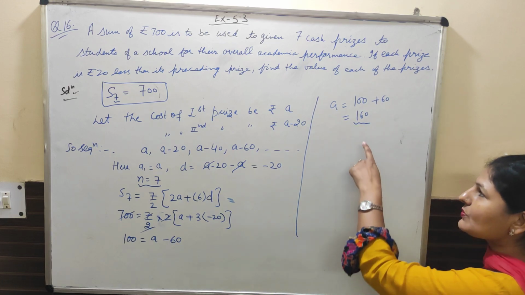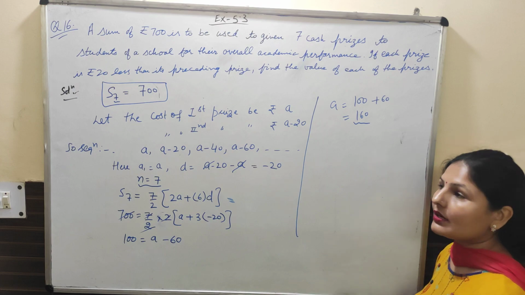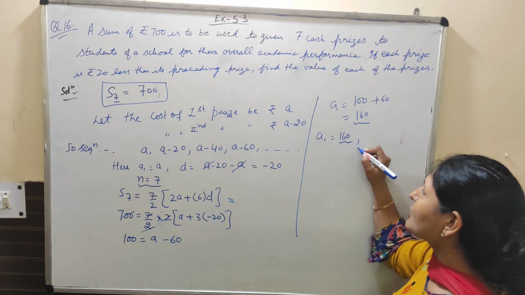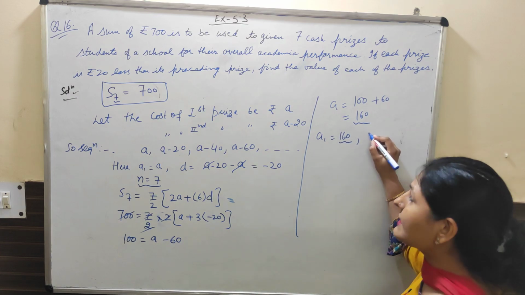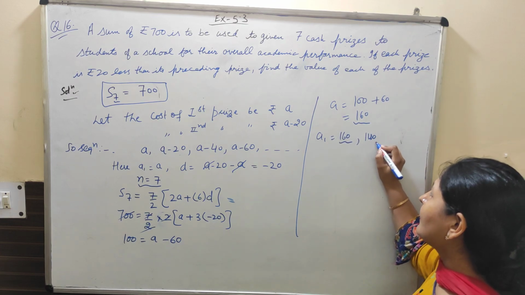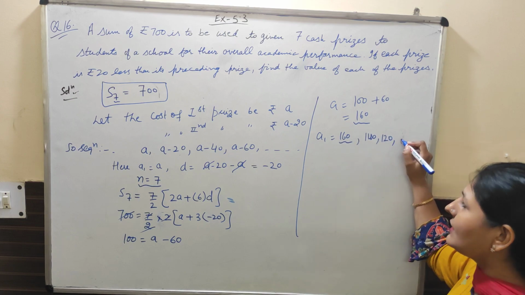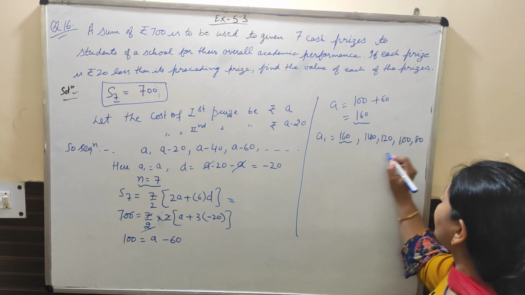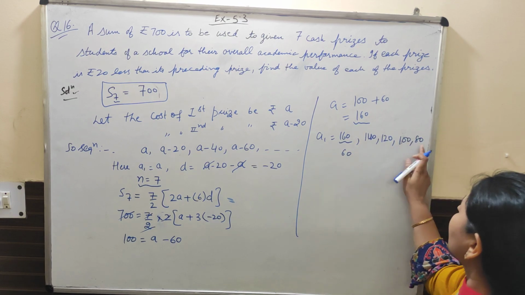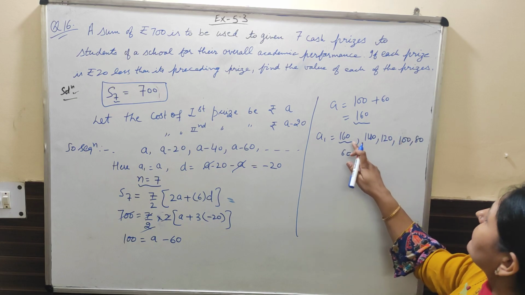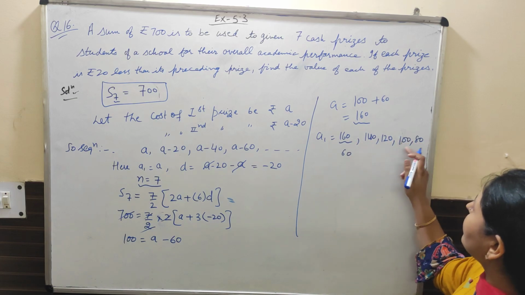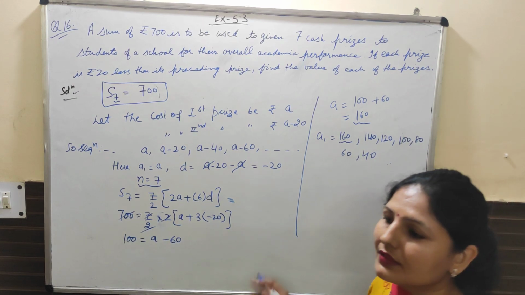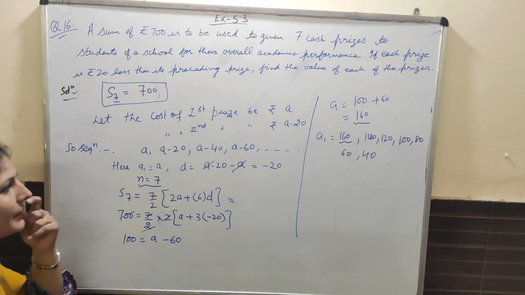It means the first price is 160 rupees, a1 is 160, then the next price 20 less, 140, and the next 120, then the next 100, and like this you have to write up to the 7th term: 80 and 60. You have to write 7 prices: 160, 140, 120, 100, 80, 60 and 40. Is it clear? These will be 7 prices.